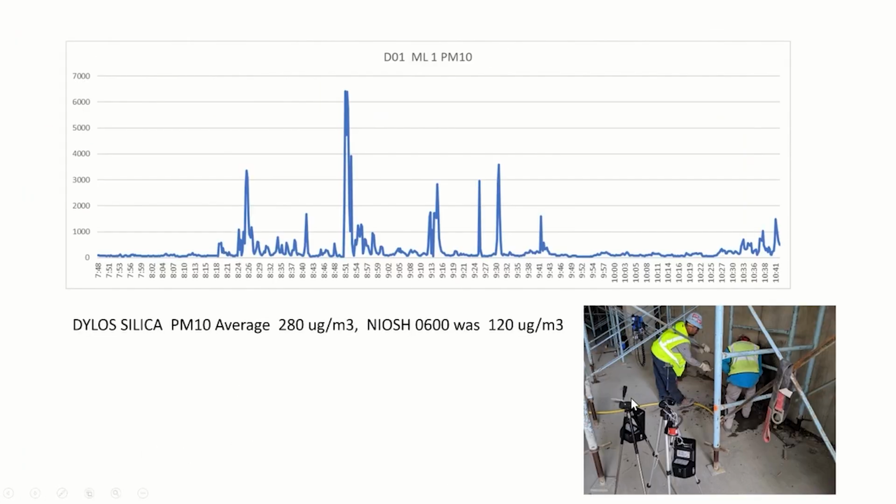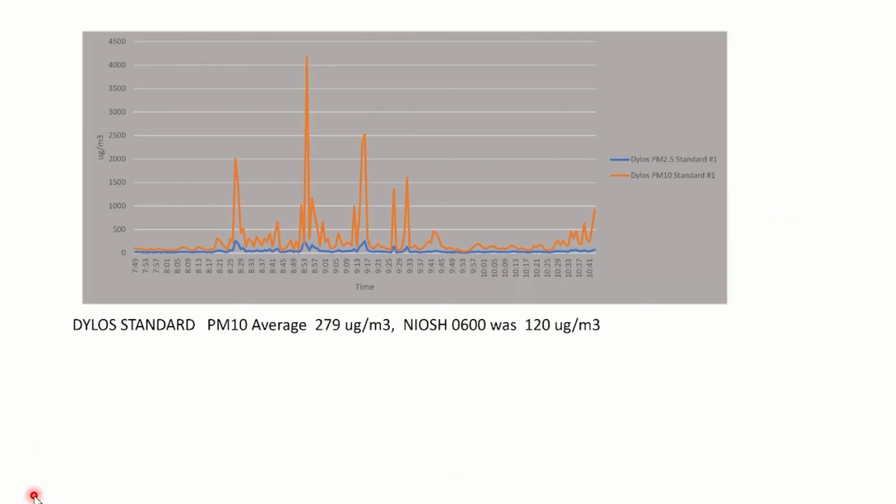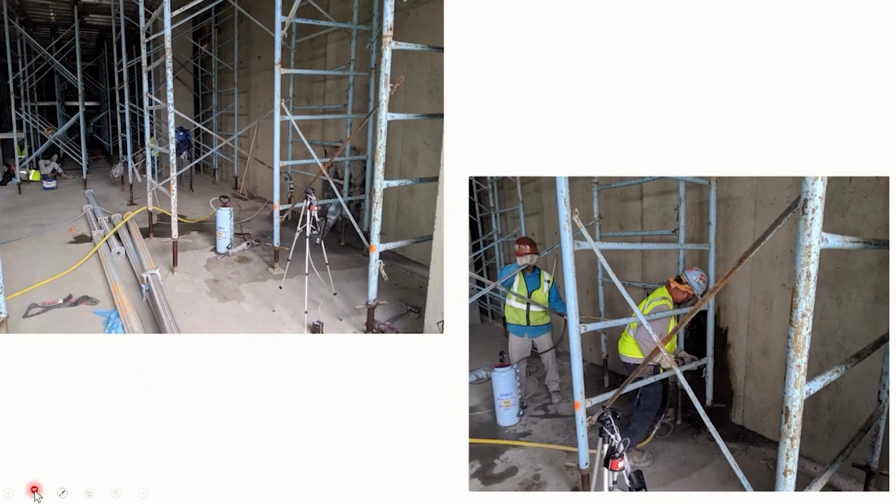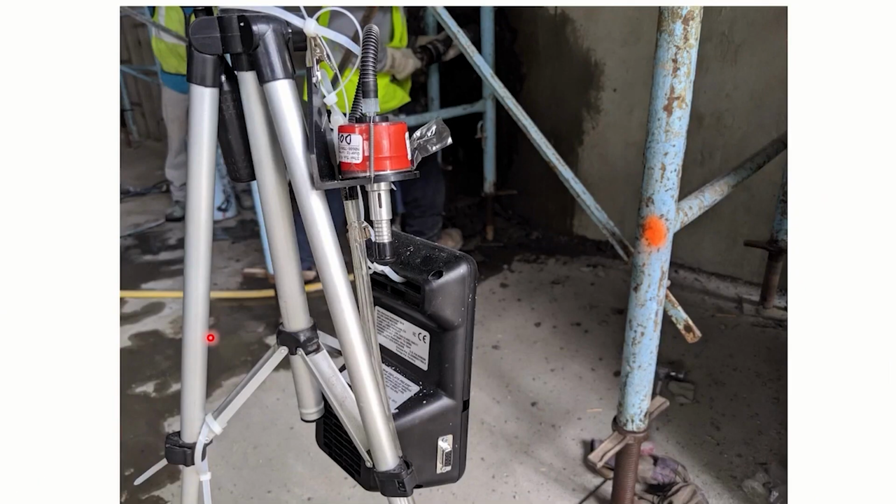Okay, so this is an example of an environment. Let me get my laser pointer here. They're chipping. I've got my side by side. I just want to quickly show you and give you an idea, because I keep talking about side by side, and that's what it means. I've got the cyclone, this is the NIOSH 0600 sample, and here's my dust monitor side by side right there.